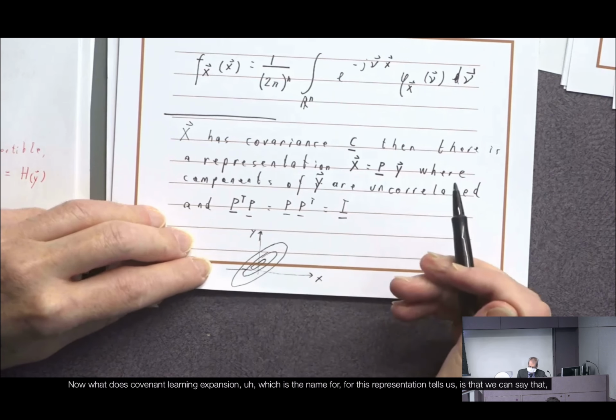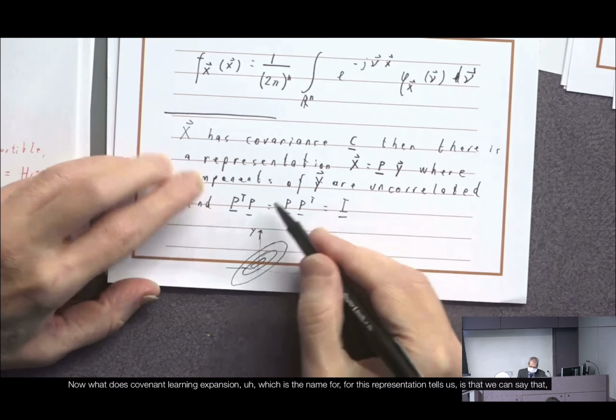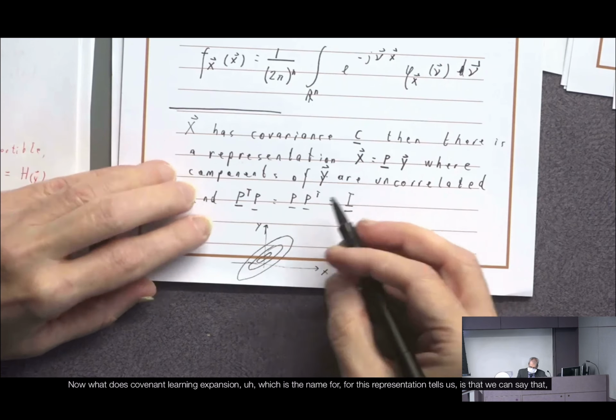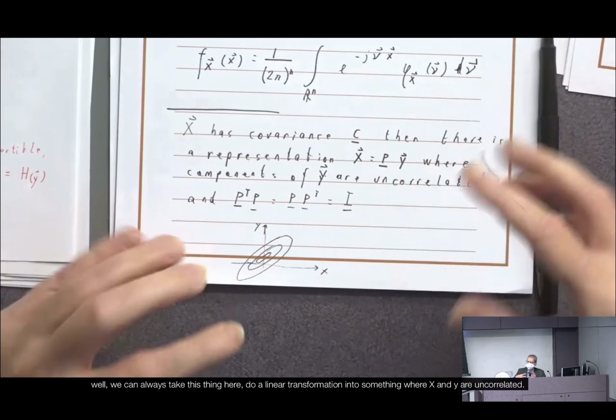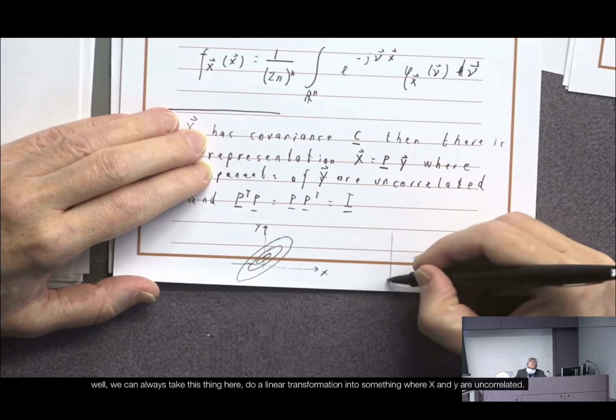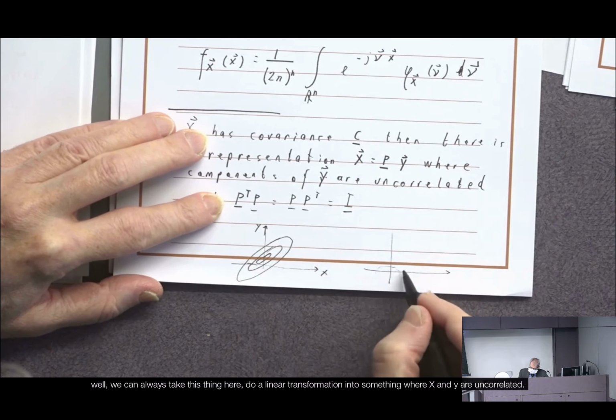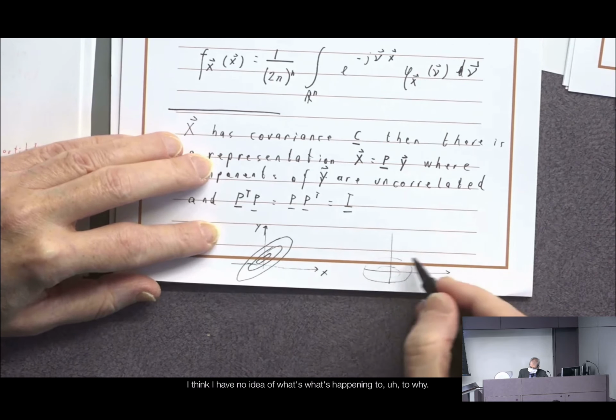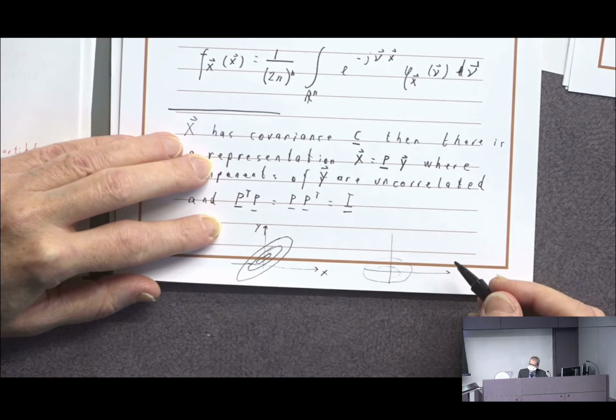Now, what this Karhunen-Loève expansion, which is the name for this representation, tells us is that we can always take this thing here and do a linear transformation into something where x and y are uncorrelated. And if I pick x, I have no idea what's happening to y.